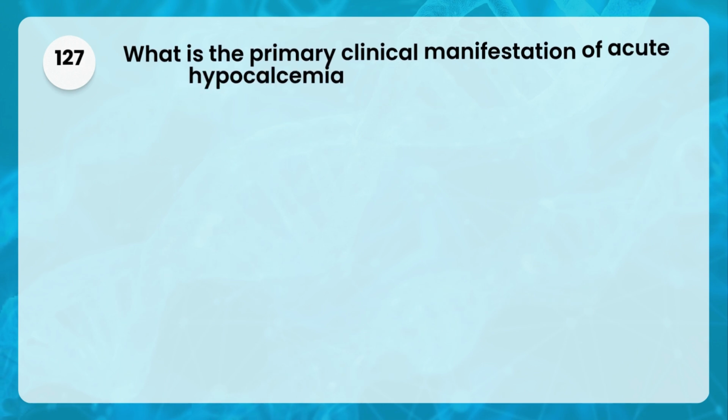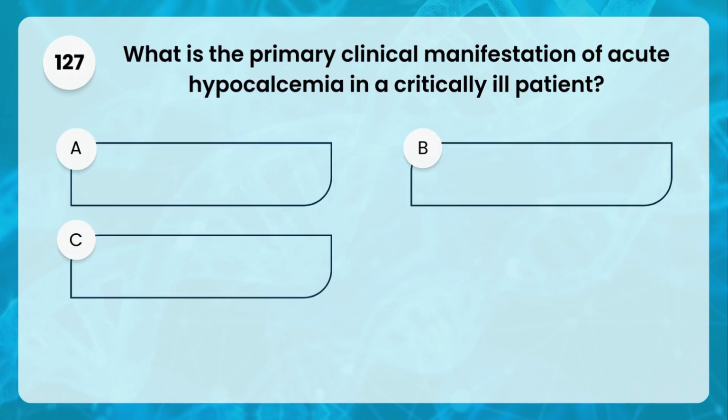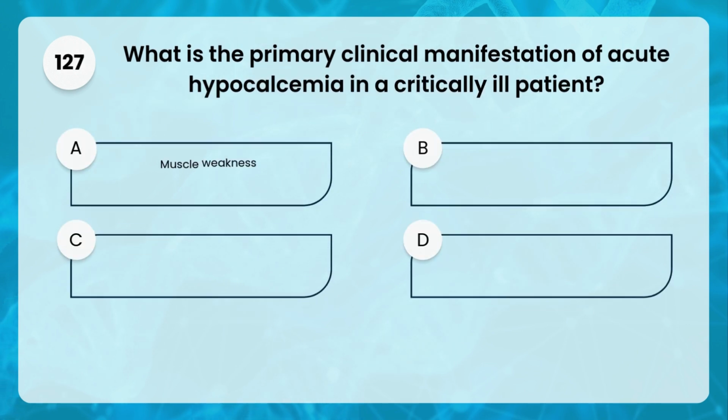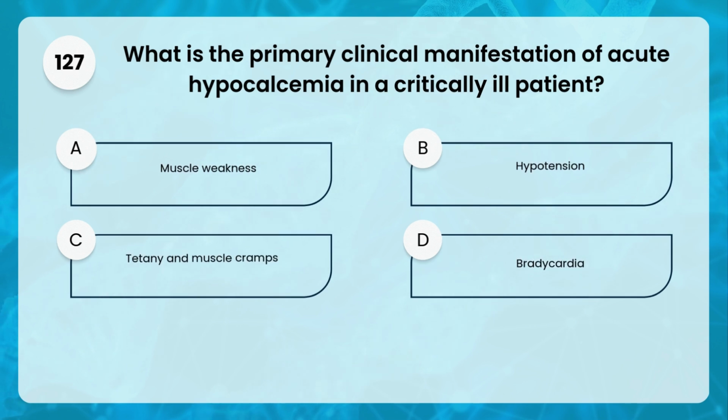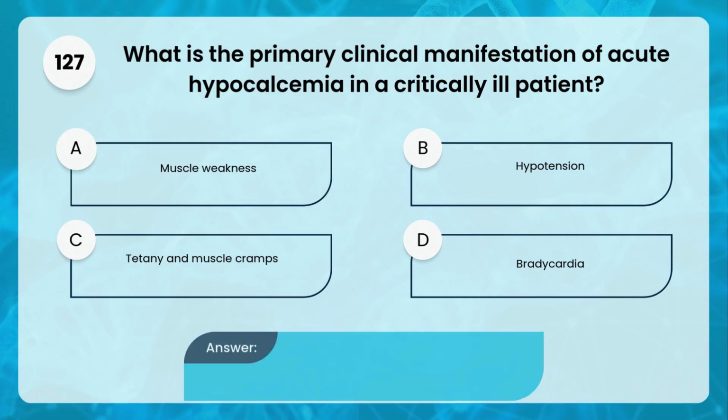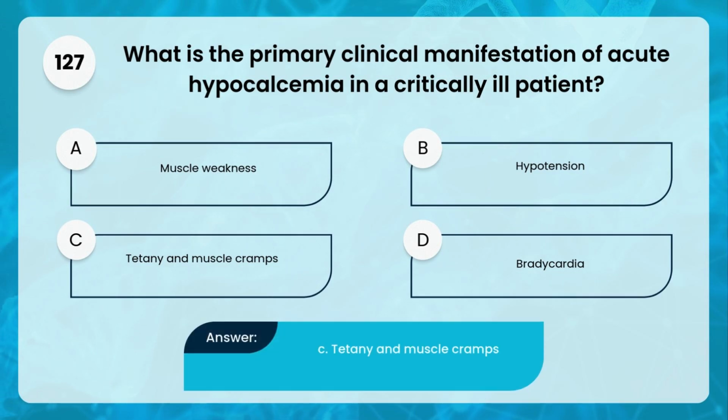127. What is the primary clinical manifestation of acute hypocalcemia in a critically ill patient? A. Muscle weakness. B. Hypotension. C. Tetany and muscle cramps. Or D. Bradycardia? The answer is C. Tetany and muscle cramps.